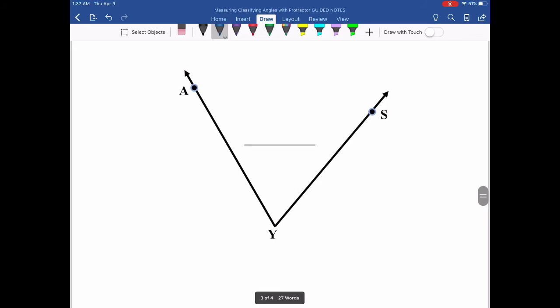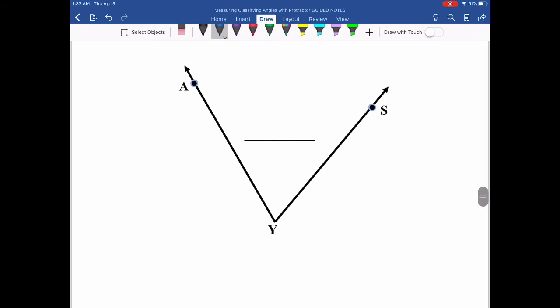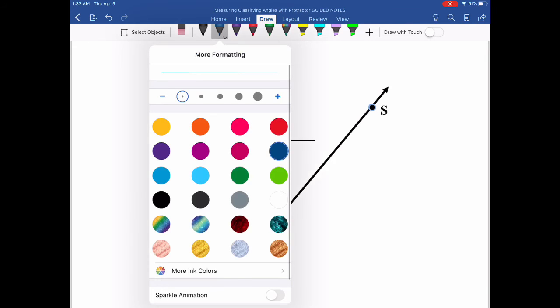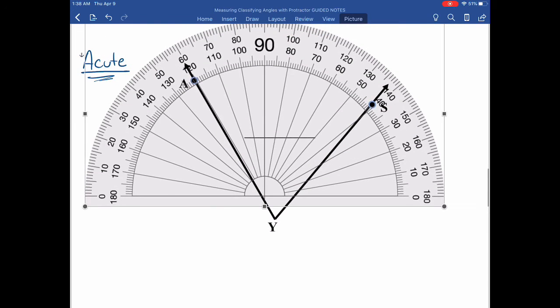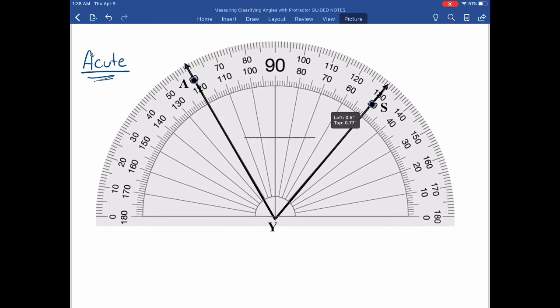First of all, let's look at this angle and come to a determination that it is acute. So we can make a fairly confident choice here that we're dealing with an acute angle, meaning it's between 90 and 0 degrees. It falls somewhere in that range. Okay, so now this is what I'm talking about right here.